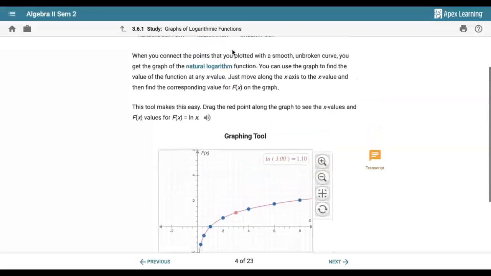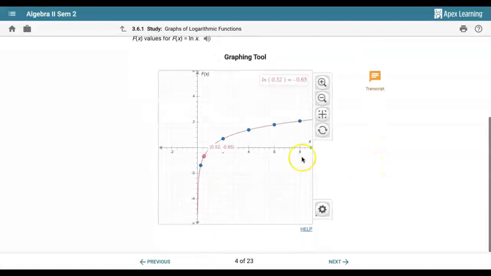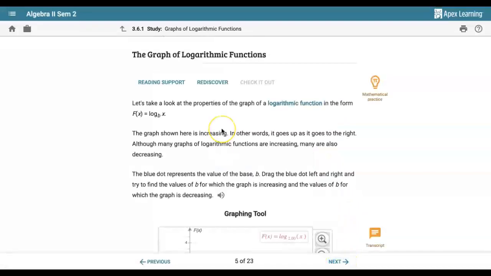All right, and when we connect the points, it gives us our graph using this natural logarithmic function. So our ln of x would give us a graph that looks something like this. Obviously they did a lot better job of matching up that (2, 0.69) than I did. But it would give you a graph that looks something like this here. You can drag these along to check those points if you don't believe them, but they're usually pretty good about that. So that's what our graph is going to look like for one of our special logarithmic functions, that ln or log base e.